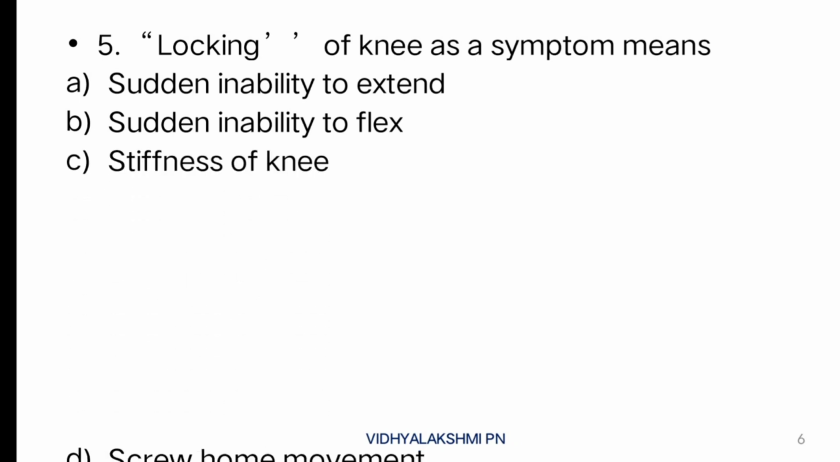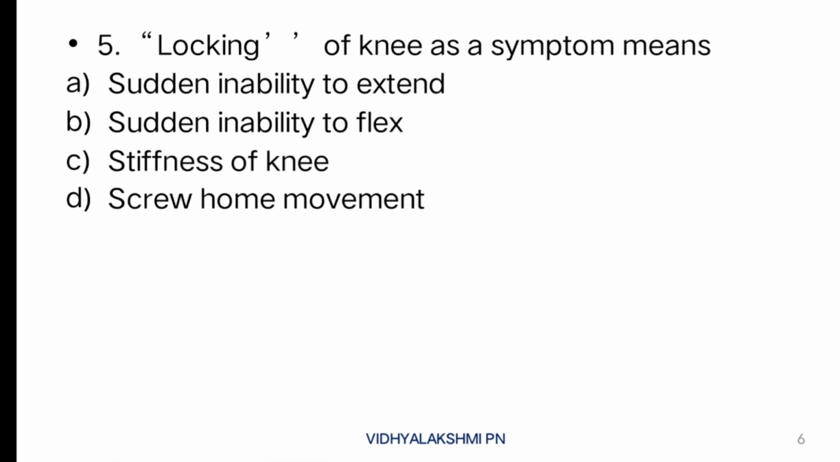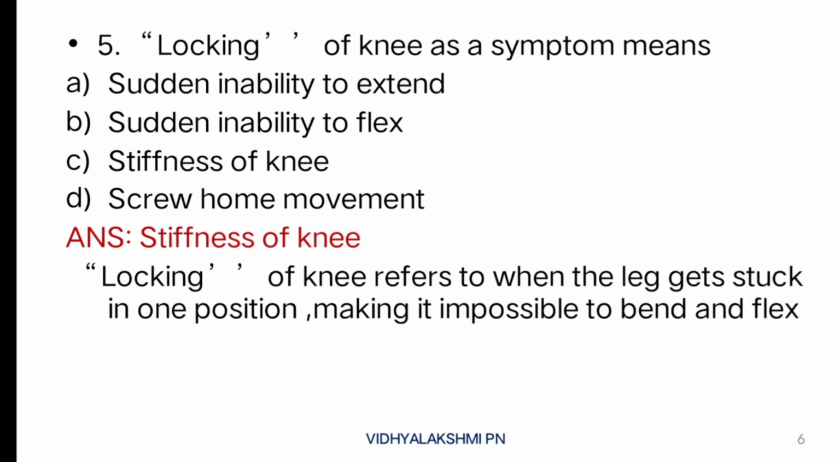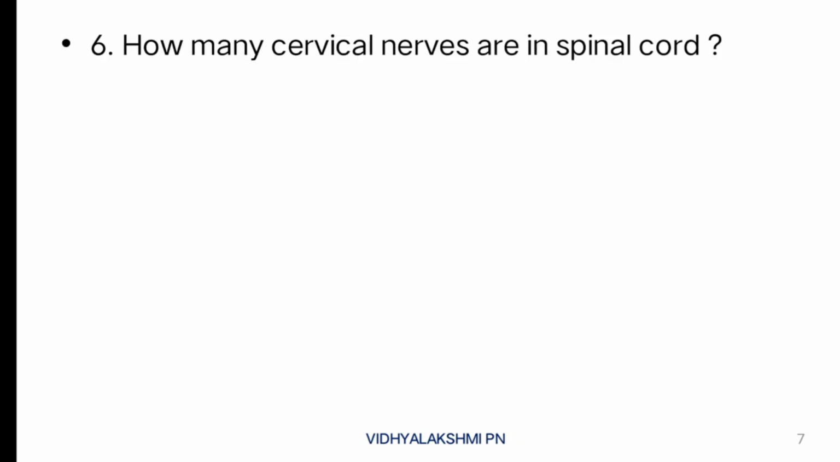Option C is stiffness of knee, and option D, screw home movement. So locking of knee means it is inability to flex as well as extend. In the given options, option A only mentions extend, and option B only flex. Whereas option C, stiffness of knee, consists of both inability to flex and extend. So here the correct answer is stiffness of knee. Locking of knee refers to inability to flex and extend.